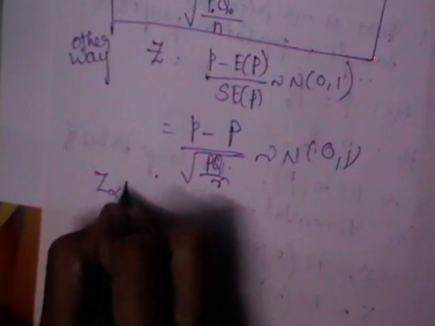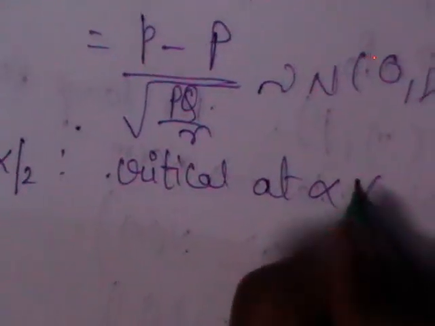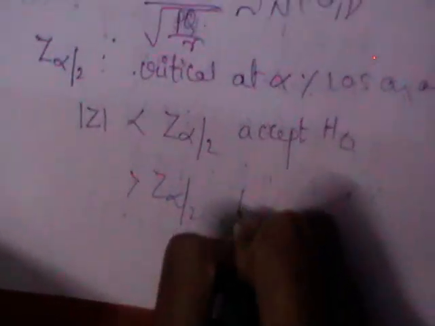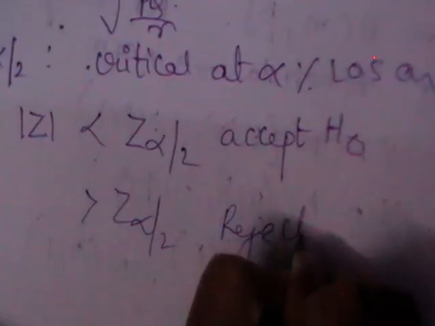You will find Z alpha by 2. What is Z alpha by 2? It is the critical value at alpha percent LOS from which distribution? From the areas of standard normal distribution. You will compare with Z alpha by 2. If it is less than Z alpha by 2, you are going to accept. If it is greater than Z alpha by 2, you are going to reject. This is the test on single proportion.